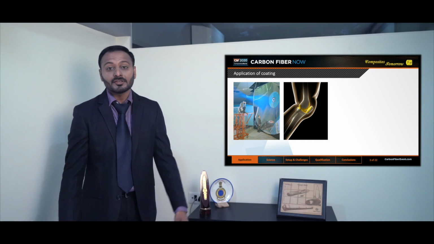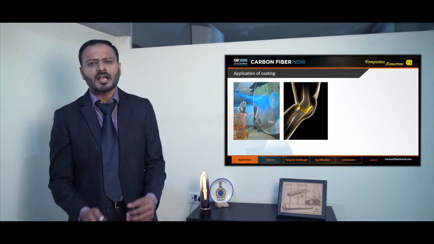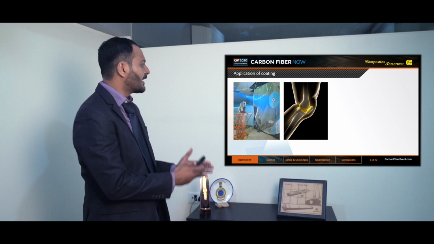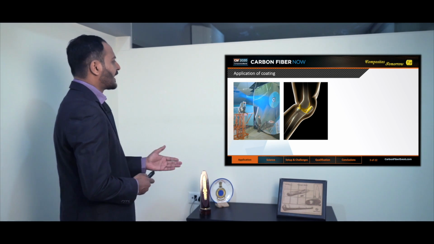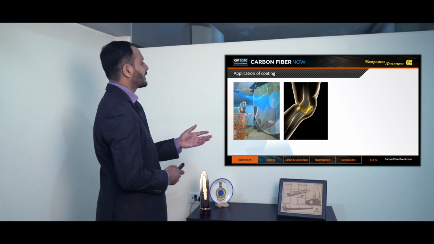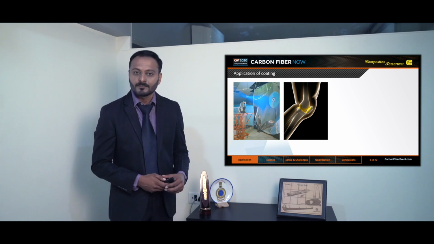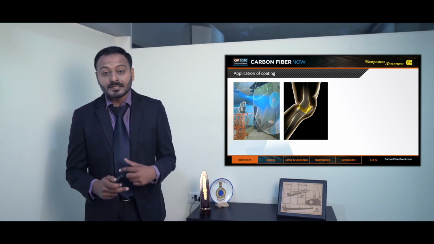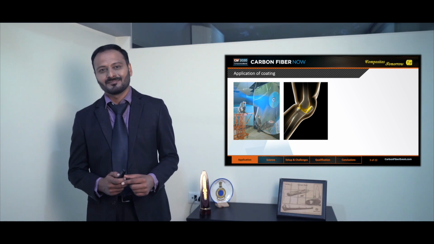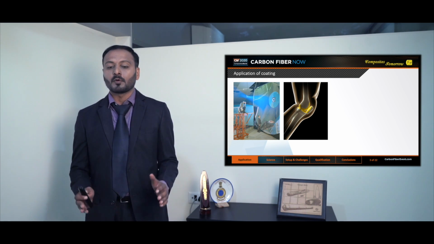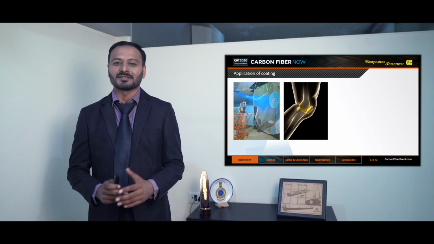The second application could be orthopedics. Carbon fiber has already made an entry into orthopedics. Being lighter in weight and having higher strength has qualified them for a lot of applications. If these are plated with gold, they will provide an excellent jump resistance.